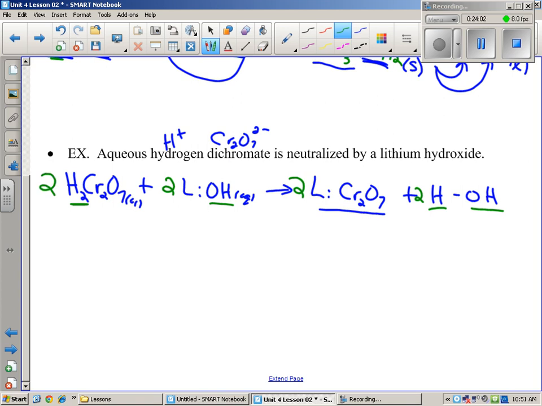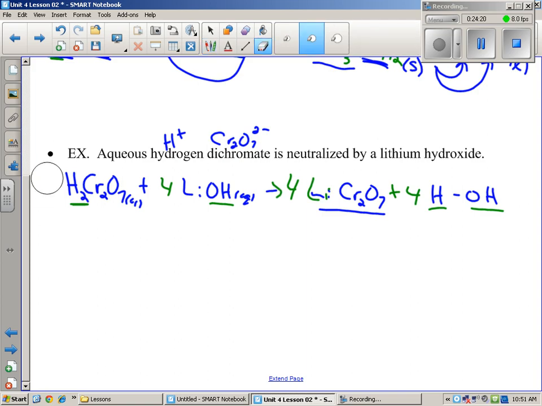Oh, that's fine, but now I got 4 hydrogens. So let me go back over to here and put 4 hydrogens. Now I got 4 hydroxides, so now I got to come back here and put 4 here. Okay, 4 lithiums, 4 lithiums. This works a lot better on the whiteboard, by the way. 4 lithiums. Oh, 4 dichromates. Oh, I better come over here. 4 dichromates, right? Oh, 8 hydrogens. Oh, geez. I feel like I'm in that never-ending loop of computers, you know?